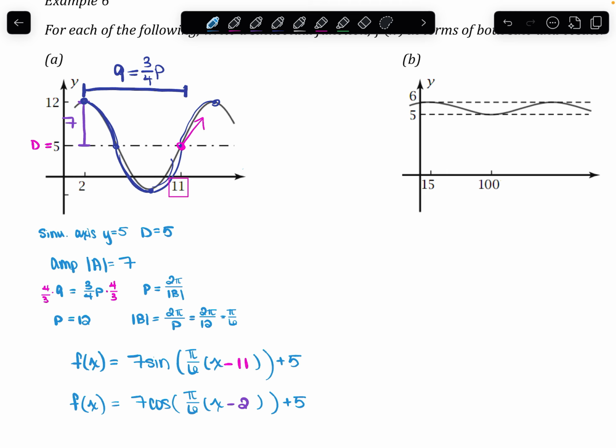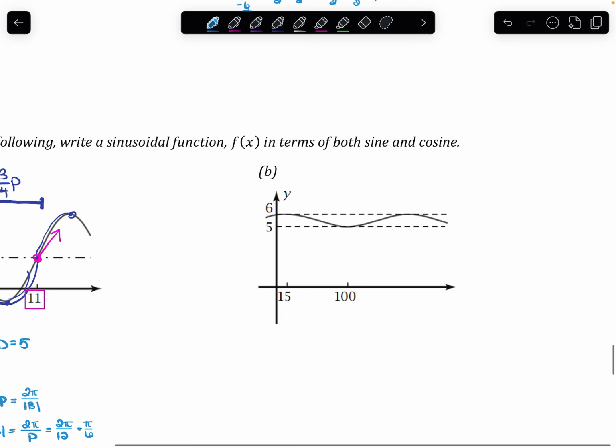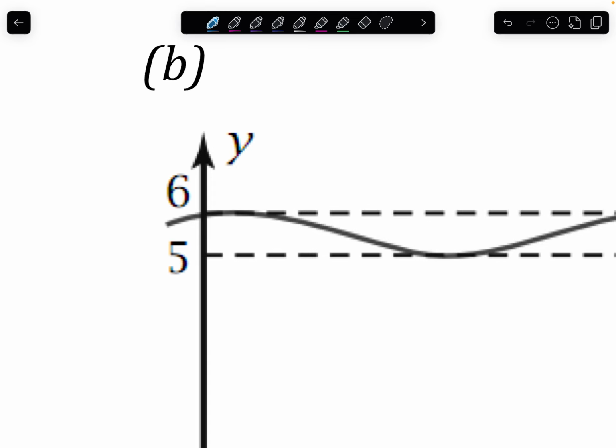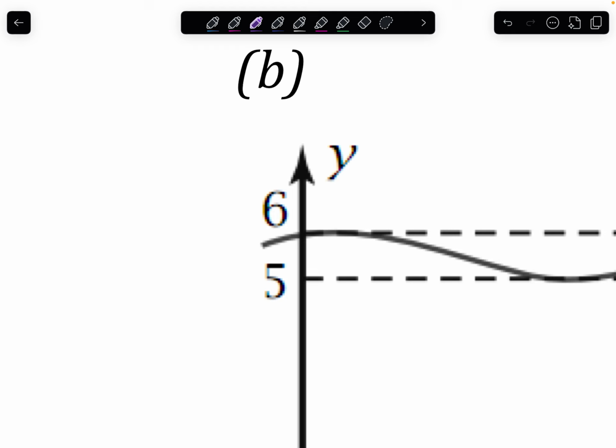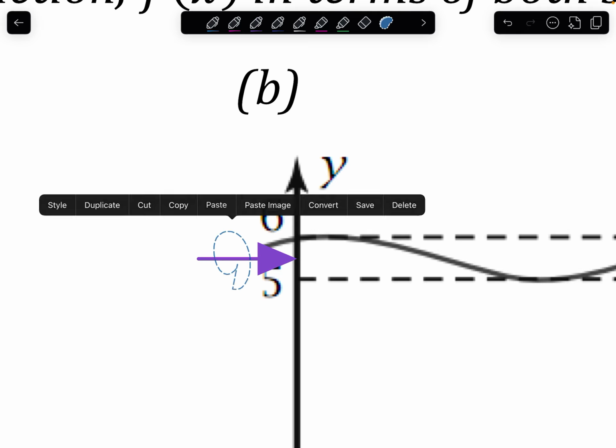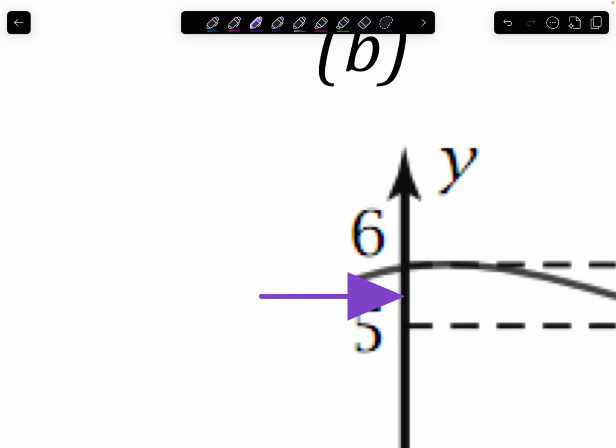All right, second one. Doing the same kind of thing. So let's see, looking at this. I have a high marked and I have a low marked, but I don't have the axis marked. But the axis is still going to be that midpoint in between. So the midpoint between 5 and 6 is 5.5. Try to keep it right in the middle. So D equals 5.5.